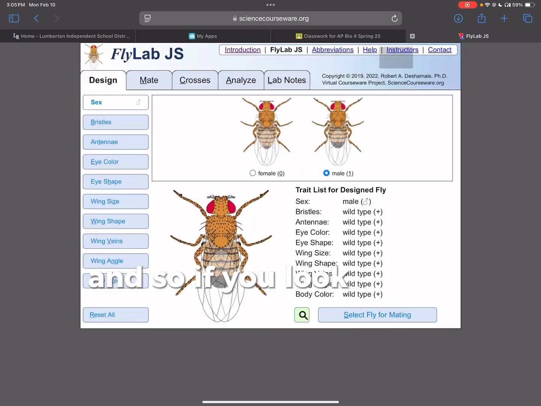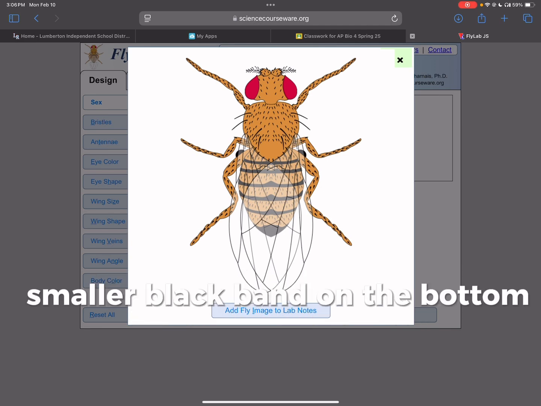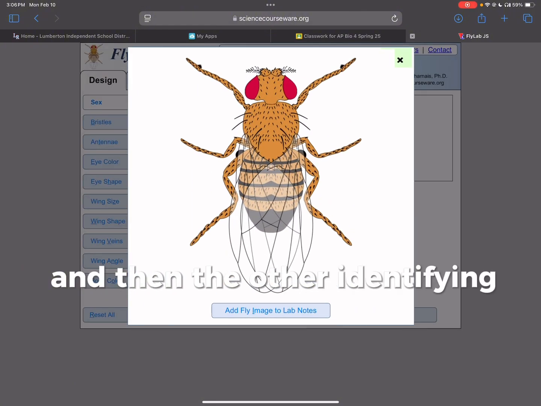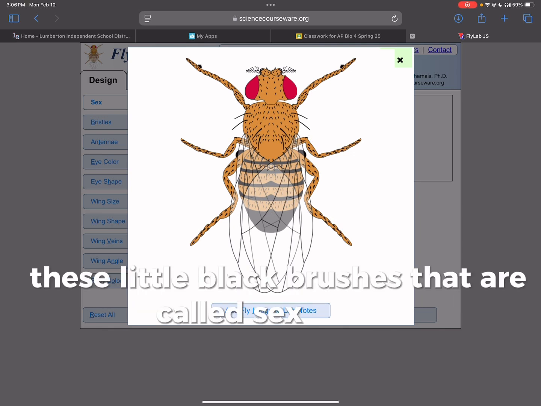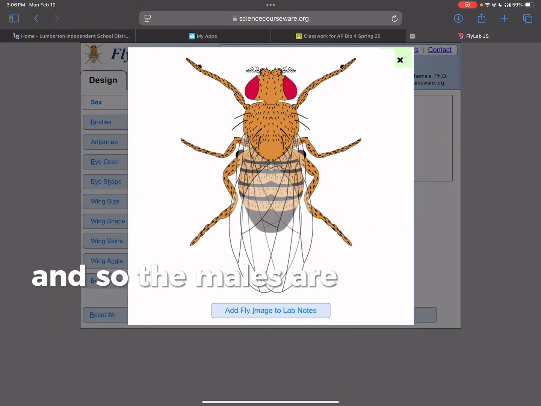If you look, we're basically describing that the abdomen is differently shaped, right? The female has a more pointed abdomen with a smaller black band on the bottom. And then the other identifying characteristic is up at the top on the legs. You have these little black brushes that are called sex combs, and they're for attachment during mating. And so the males are going to have those.